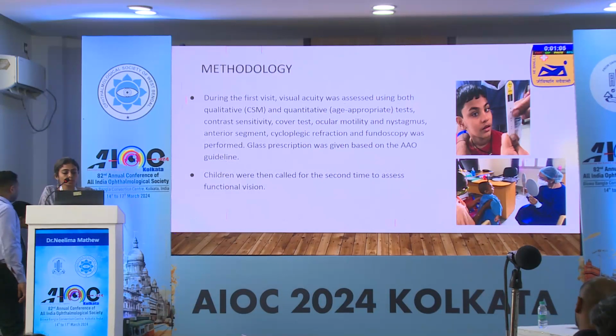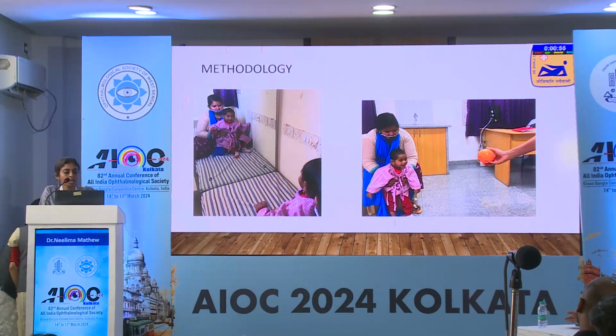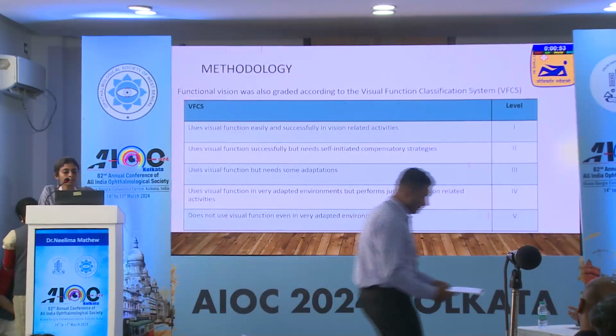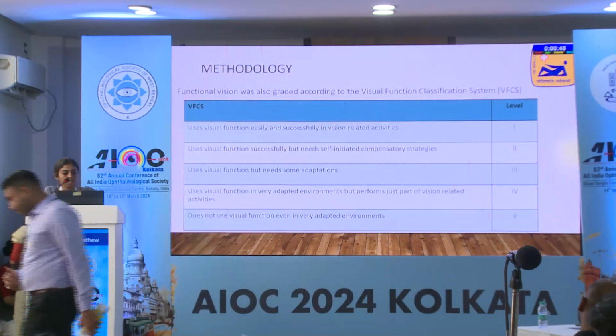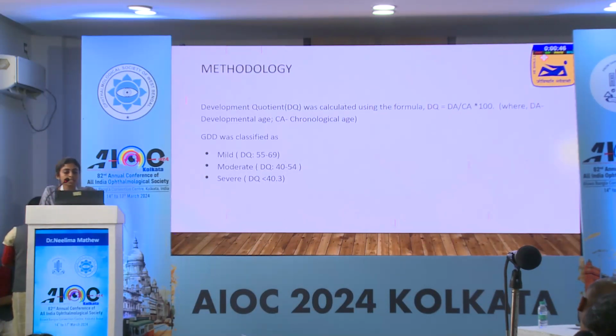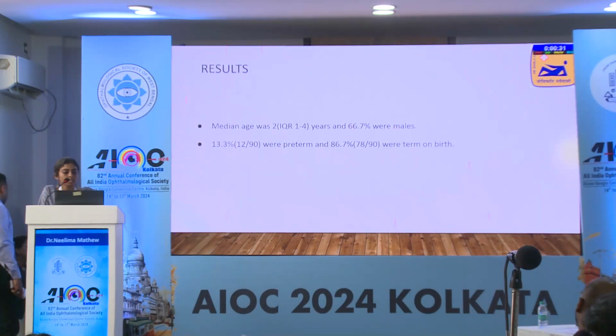The second time, the children were called for the functional vision assessment. The following components were noted: visual attention, vision for orientation and mobility, vision for communication, and cognitive vision. Our scoring was based on the visual function classification system, which had 5 scales. GDD children were categorized based on the development quotient. Statistical analysis was done using chi-square and Mann-Whitney test, and a p-value of less than 0.05 was considered significant.